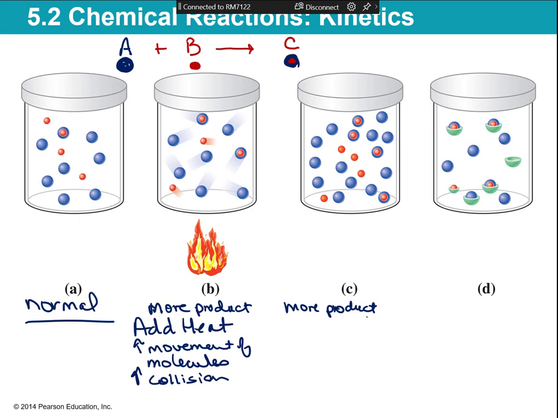So in this, I have more product, but I have added reactant. So I put more reactant in the container. Does that increase their collision? Do you think they would run into each other more often if there's more of them? Yeah. All right. So more collisions because they're closer together. And that helps to speed up the rate. So notice that I have more product in that container.